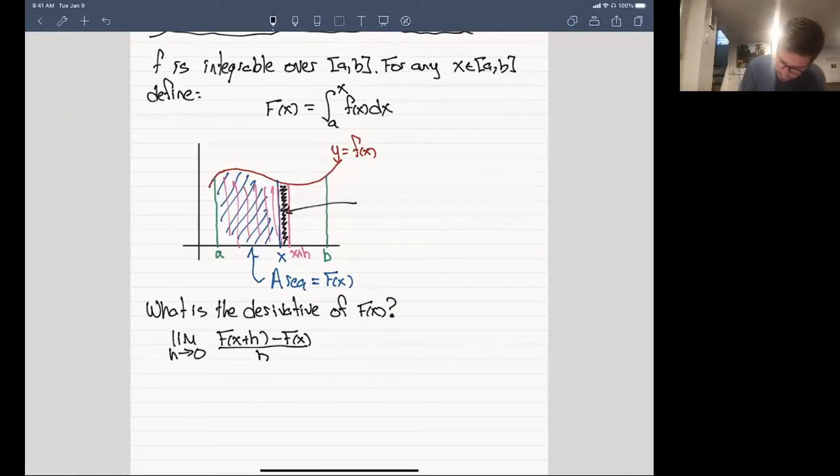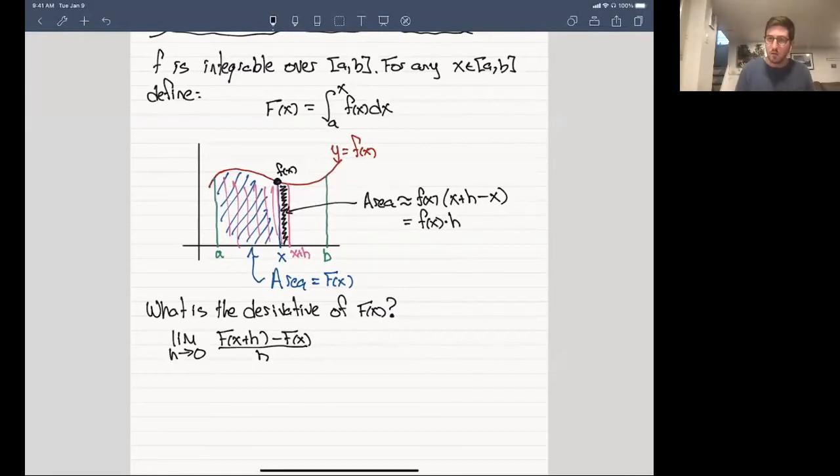So let me say the area is approximately, well, let's use the left-hand rule for Riemann sums. This would be all the way up to this value right here. This is f of x. So the height of the rectangle is approximately f of x. And the base of the rectangle is x plus h, the right endpoint, minus the left endpoint, x, which is h. So the area is f of x times h.